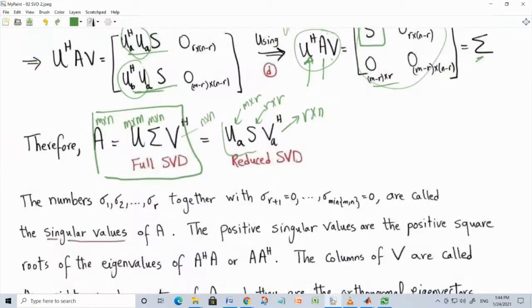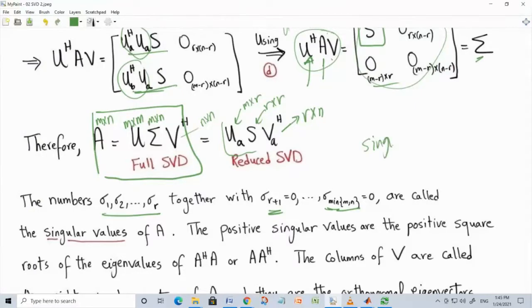Okay, so any restriction on matrix A? No, no. The trick, the bridge to write down something for a general matrix A, was the A Hermitian A trick, which gives you a Hermitian positive semi-definite matrix that you can diagonalize using orthonormal eigenvectors. And those sigmas, together with sigma r plus 1 up to sigma the minimum of m and n, are called the singular values of A.